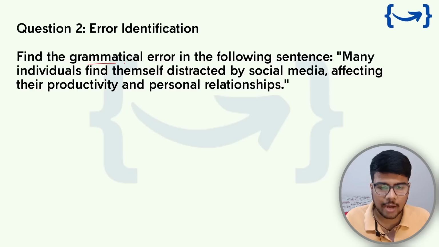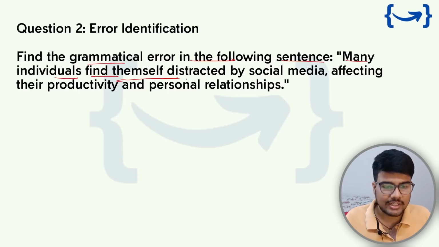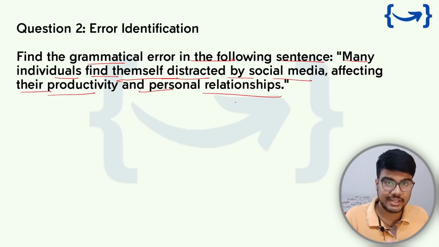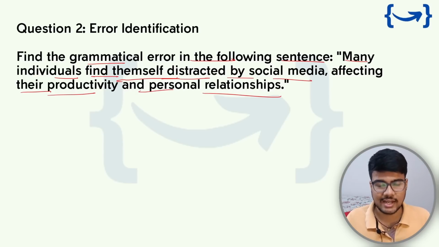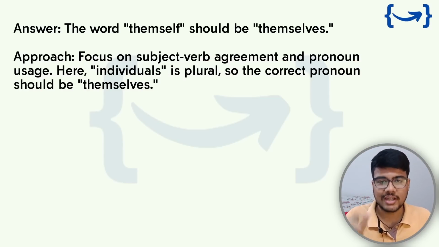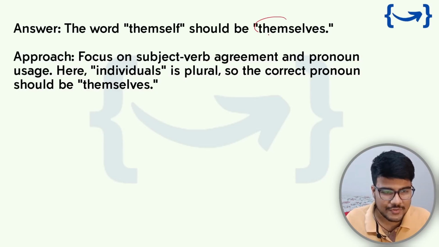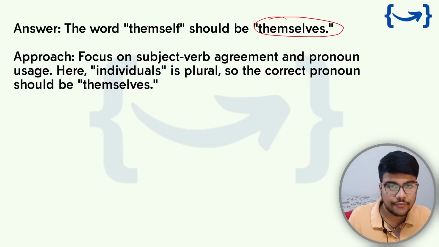Now, error detection. Find the grammatical error in the following sentence: many individuals find themselves distracted by social media, affecting their productivity and personal relationships. So pause the screen and let me know, or note down what you found on this particular slide. Okay, so yes. Now, the correct answer to this question is themselves, which is the difference between themselves and themself.